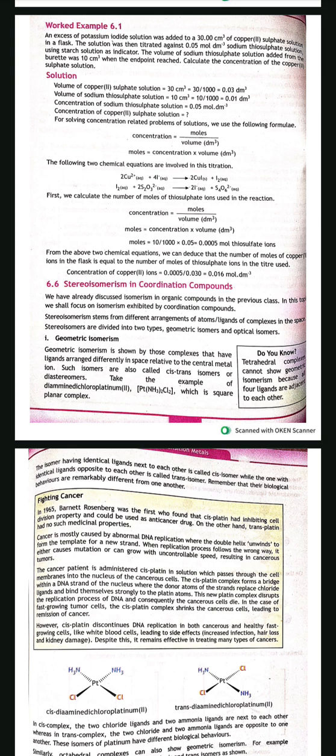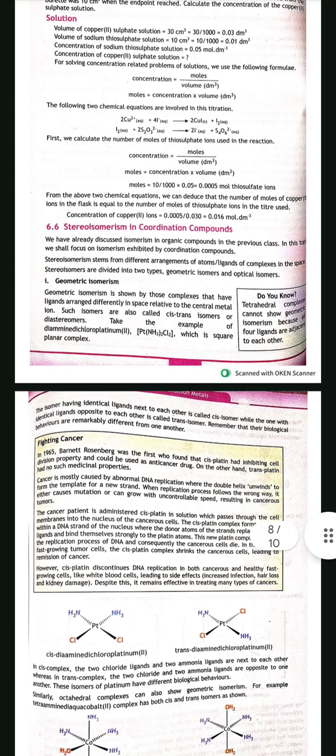Two chemical reactions are involved in this. To calculate the moles, we do 10 divided by 1000 multiplied by 0.05, and we get 0.0005 mole of thiosulfate ions. For the concentration of copper ions, we need to divide it by 0.030. So we got the final answer, which is 0.016 mole per decimeter cube.